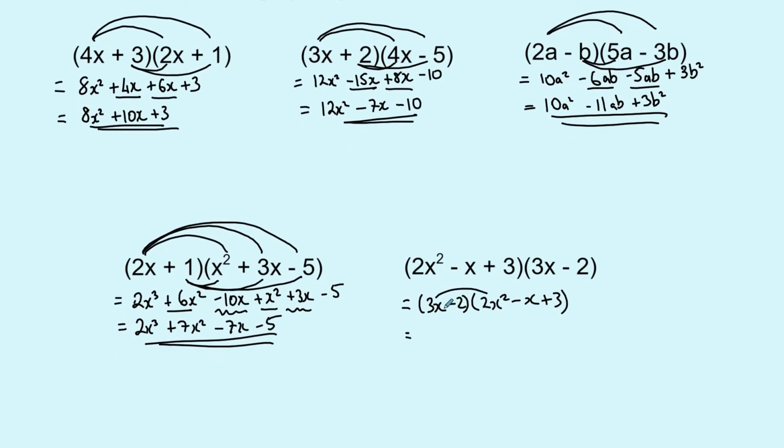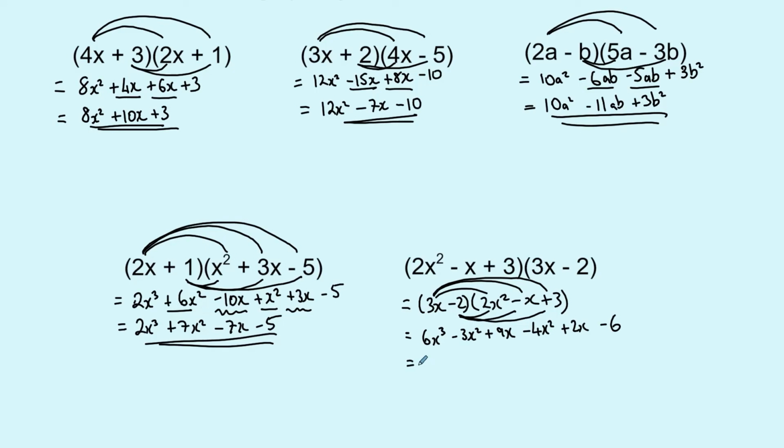So, multiplying this by this, 3x times 2x squared would be 6x cubed. More negatives here to be careful with. 3x times negative x would be minus 3x squared. And finally, 3x times 3 would be a positive 9x. And underneath, minus 2 times 2x squared would be minus 4x squared. Minus 2 times minus x would be plus 2x. Minus 2 times 3 would be minus 6.